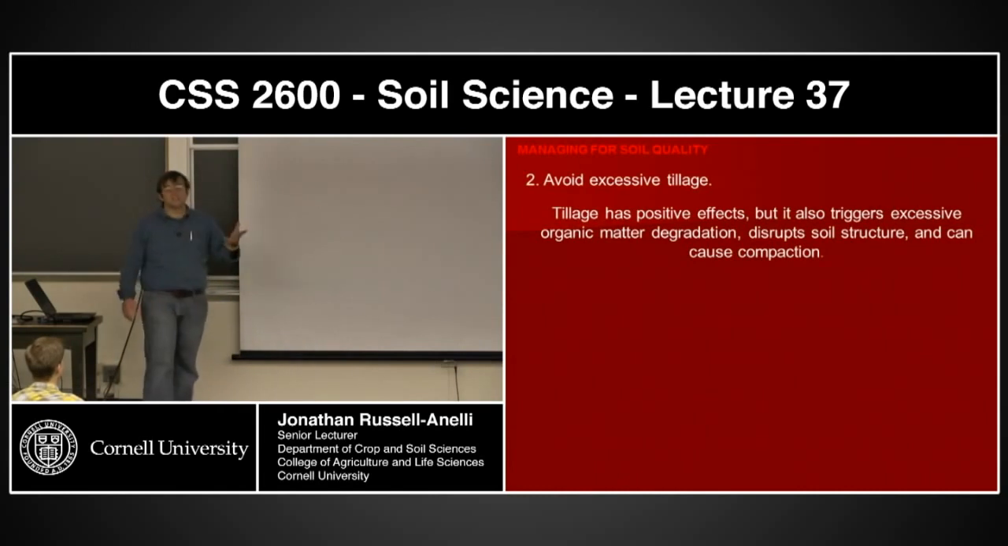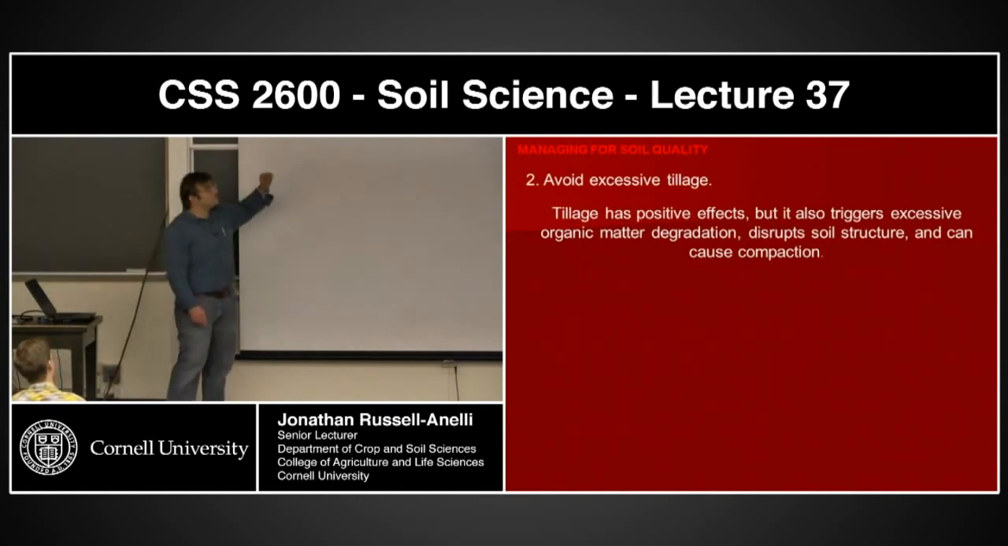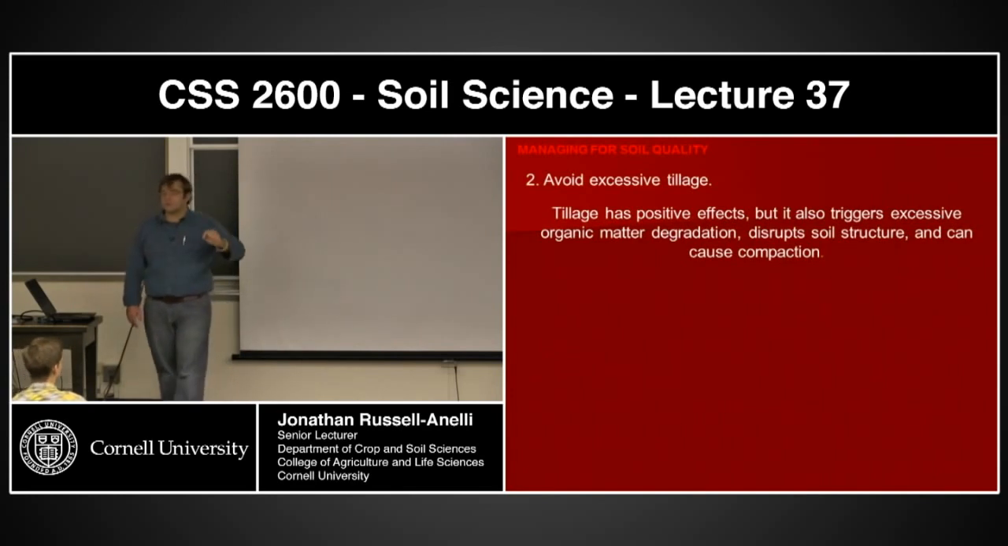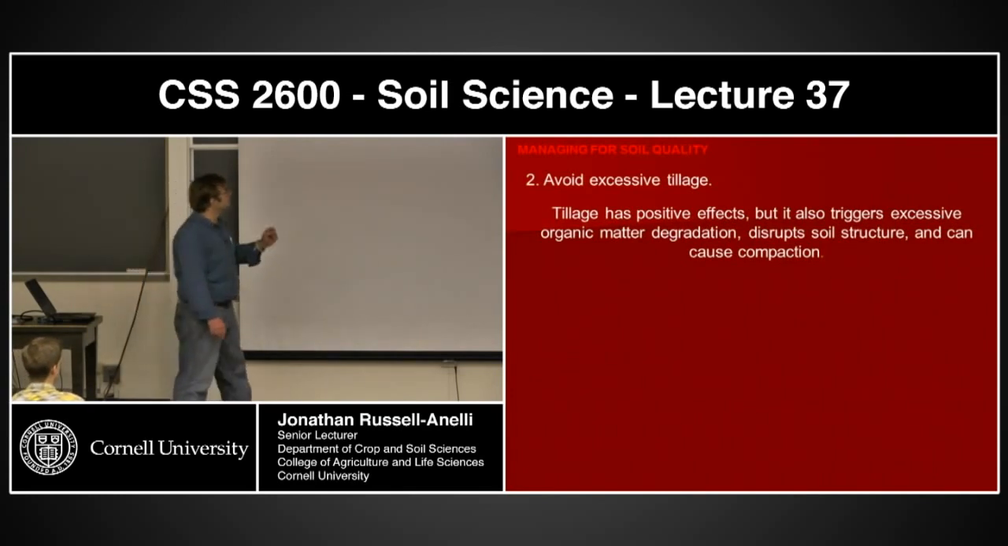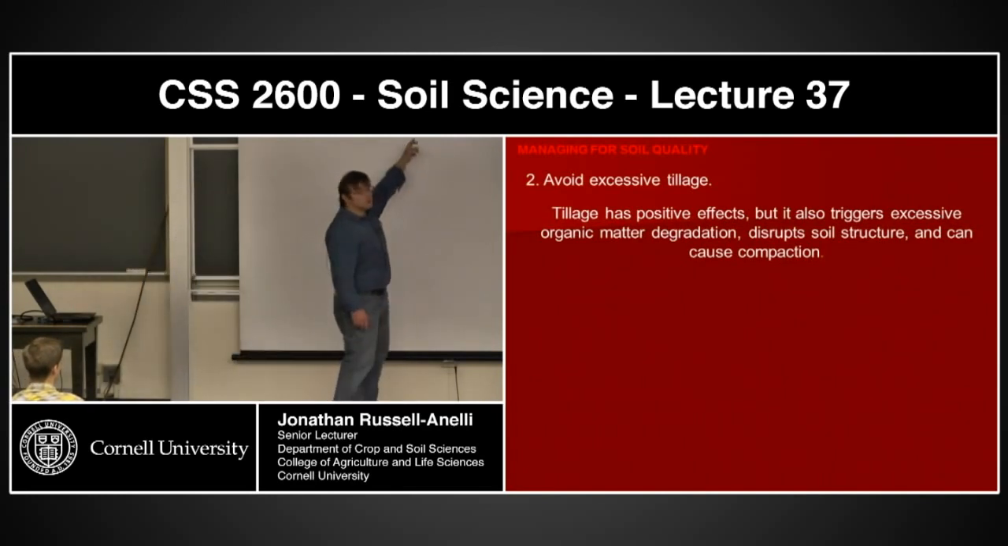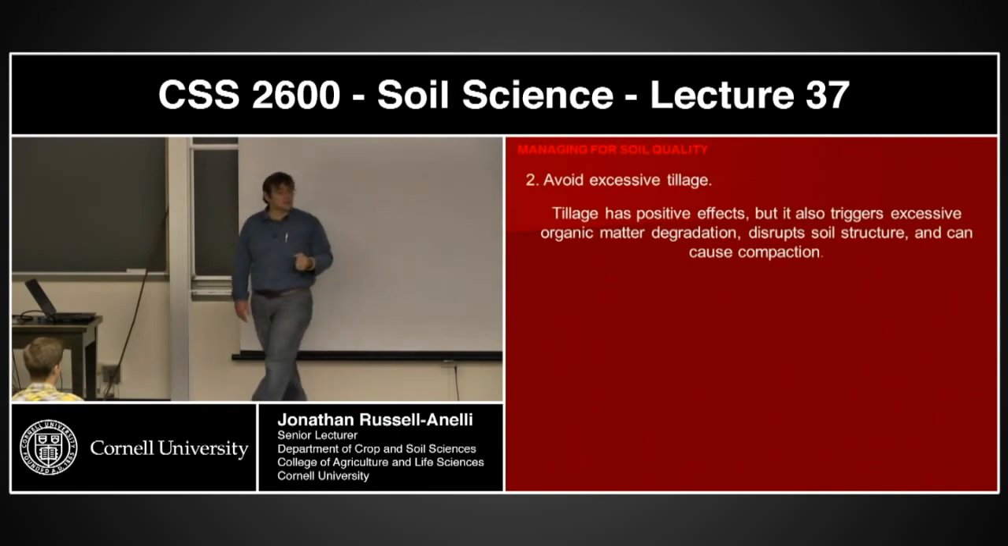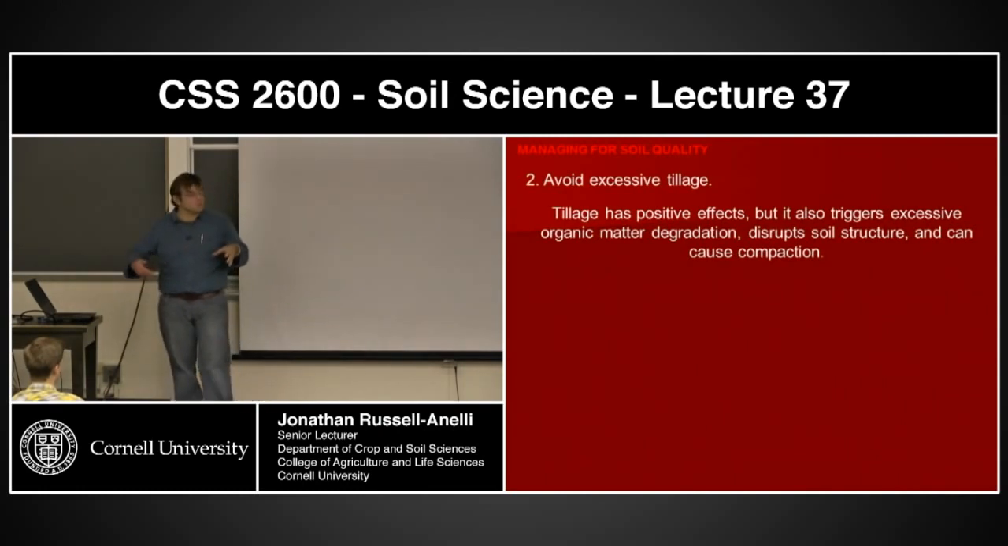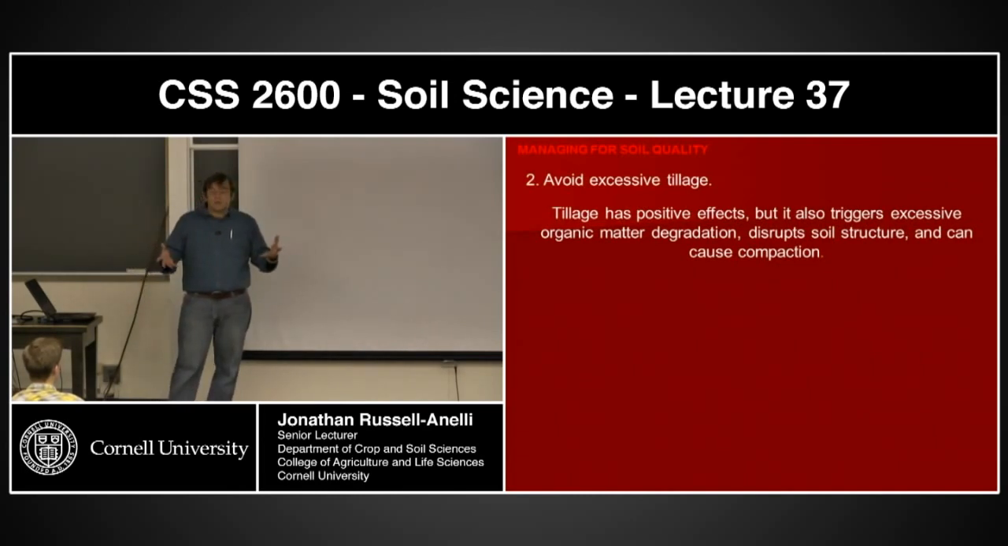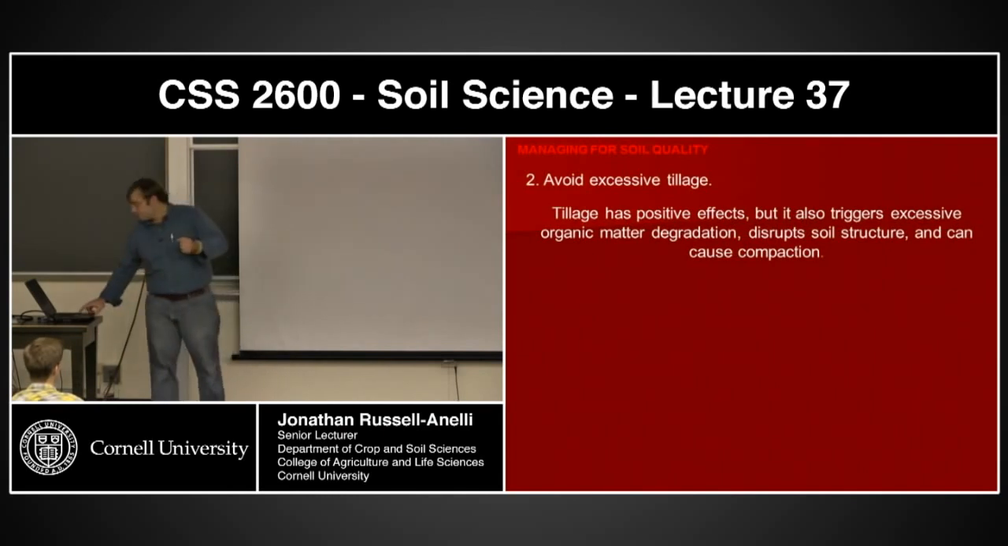All right, let's try one that I actually did the right way. Avoiding excessive tillage. Why would I want to do that? Well, tillage has positive effects. It does. But it also triggers excessive organic matter degradation and disrupts soil structure or stability. And because of the equipment, it can cause compaction, both because of the tires, but also because of the drills or whatever that you're running through the system. Strategy here, why would I want to avoid excess tillage? Well, there are the answers.